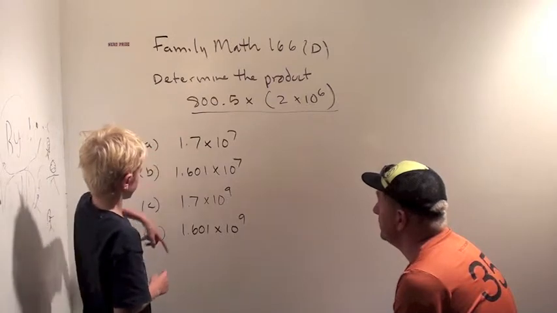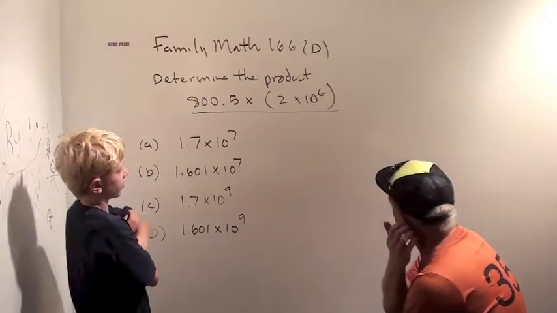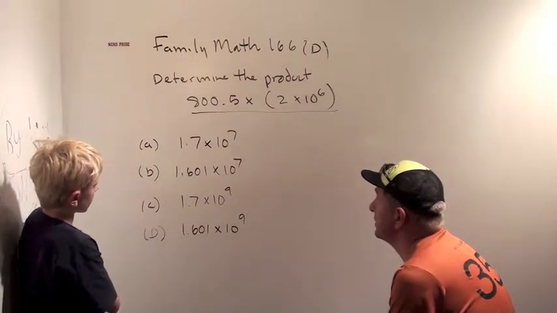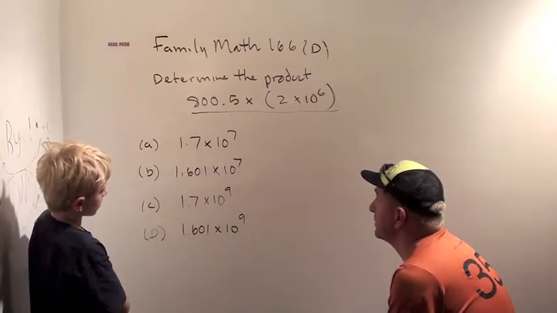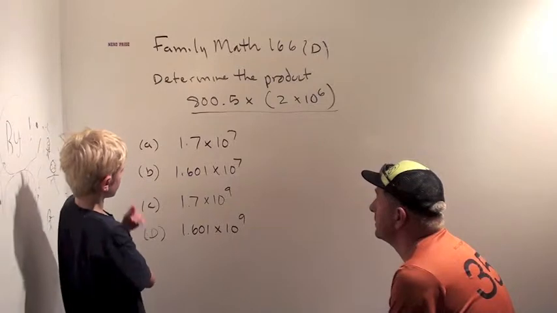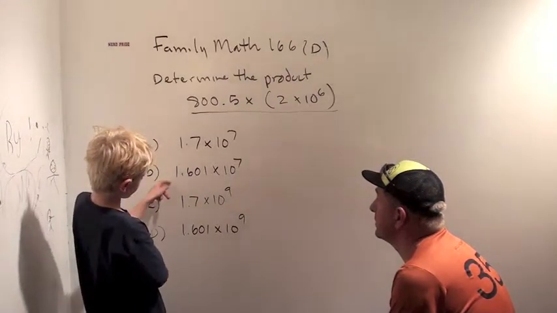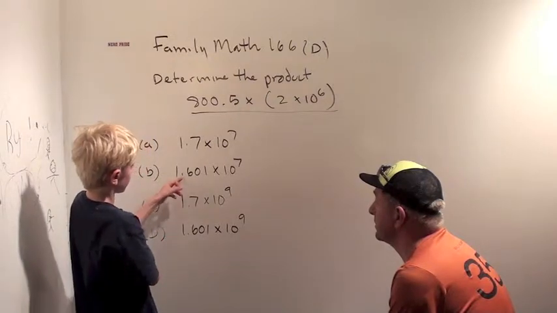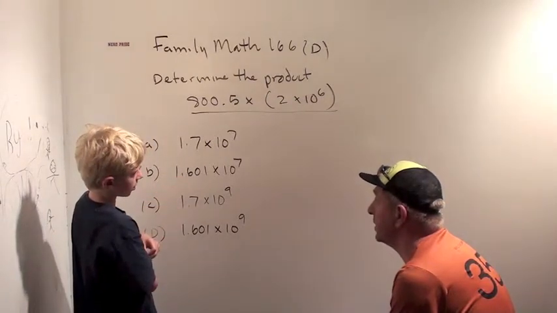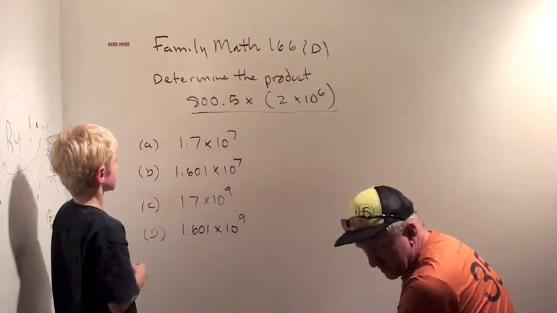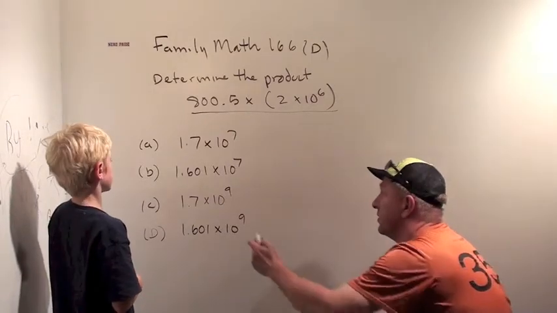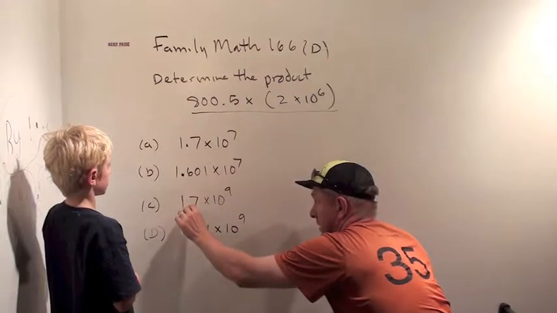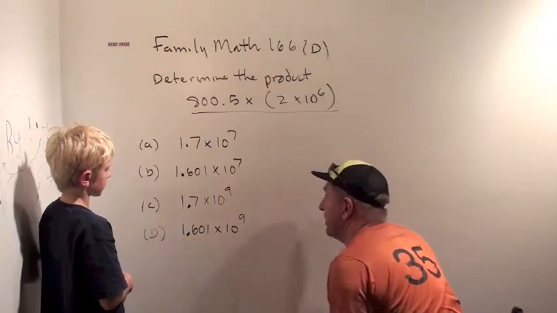But all of these choices have decimals. So we can't really eliminate anything. But I'm a bit confused on this. Is this the decimal point or is this a comma? No, that's a decimal point too. Sorry, I just wrote a little sloppy. So those are all decimal points.